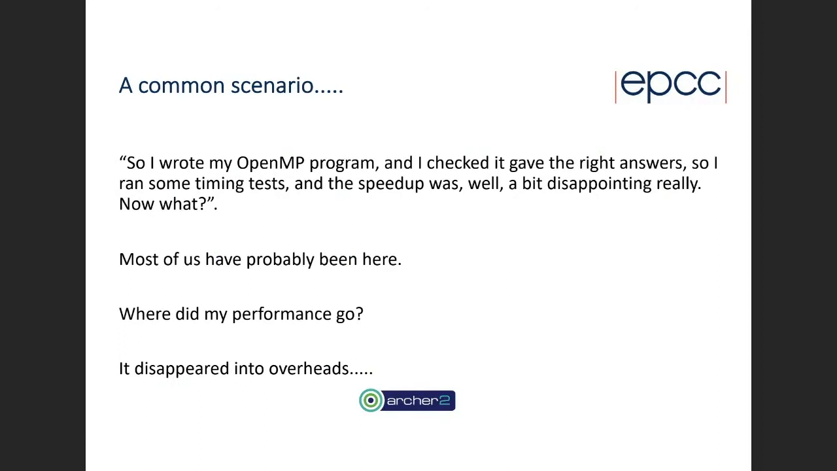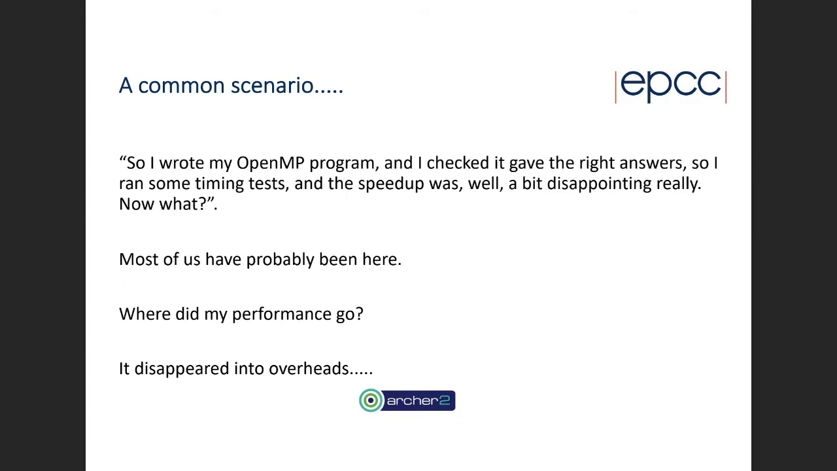Okay, so I'm in the position of having taught OpenMP for more than 20 years now, and this is a surprisingly common reaction that you get, or at least this is what happens to a lot of people. So I wrote my OpenMP program, and I checked it gave the right answers, and then I ran some timing tests, and well, the speedup was a bit disappointing, really. So now what do I do? If you've been developing OpenMP code, then you've probably been there. So the question is, where did my performance go?